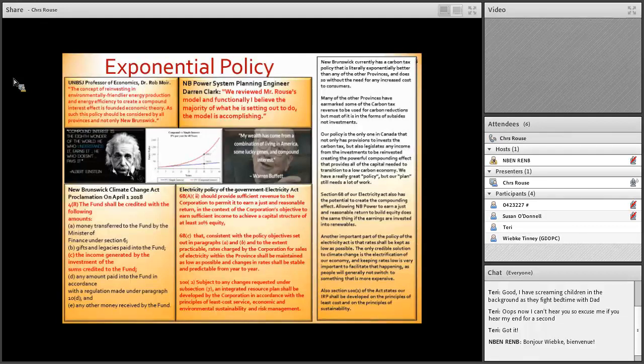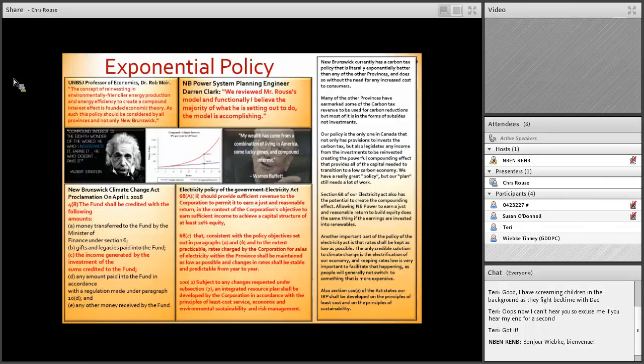You can see just next to that, this has been extensively reviewed in front of the economic regulator, in front of the Energy Utilities Board. And there's a quote from NB Power saying that they reviewed this model and saying, you know, it's essentially correct. It could be a little bit better modeling, but what it's setting out to do, it's accomplishing. So again, this is policy.